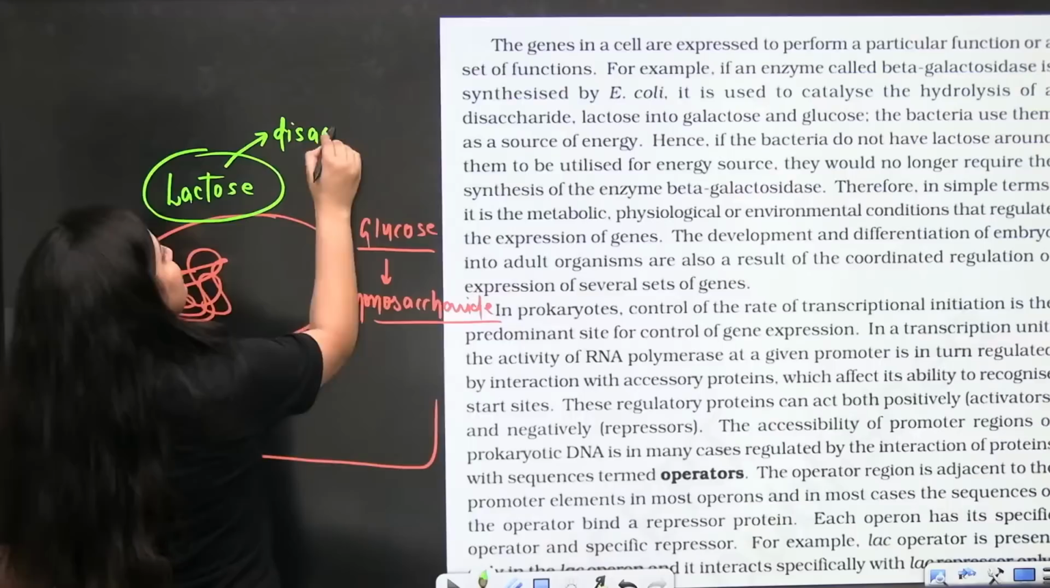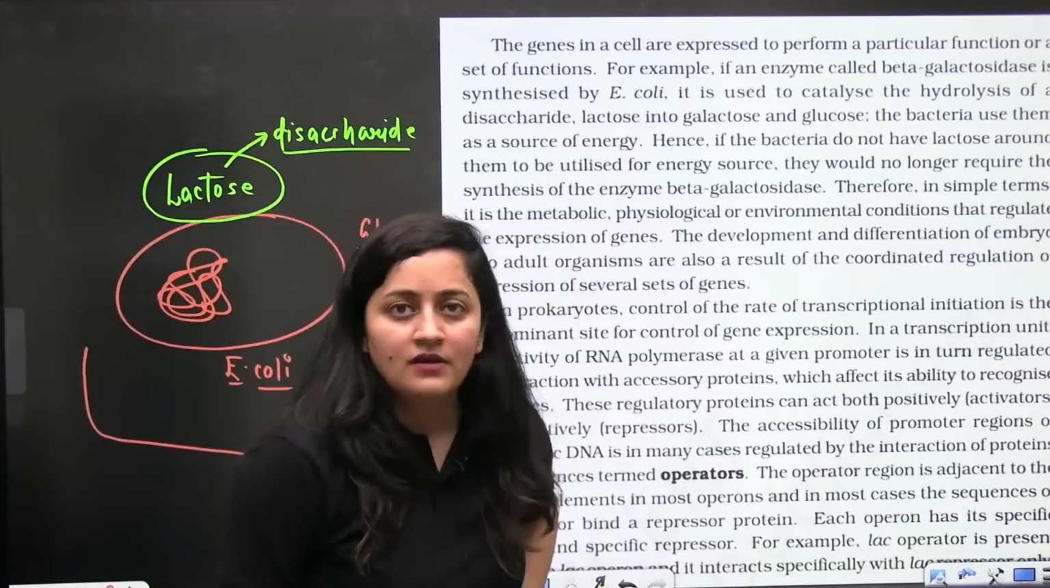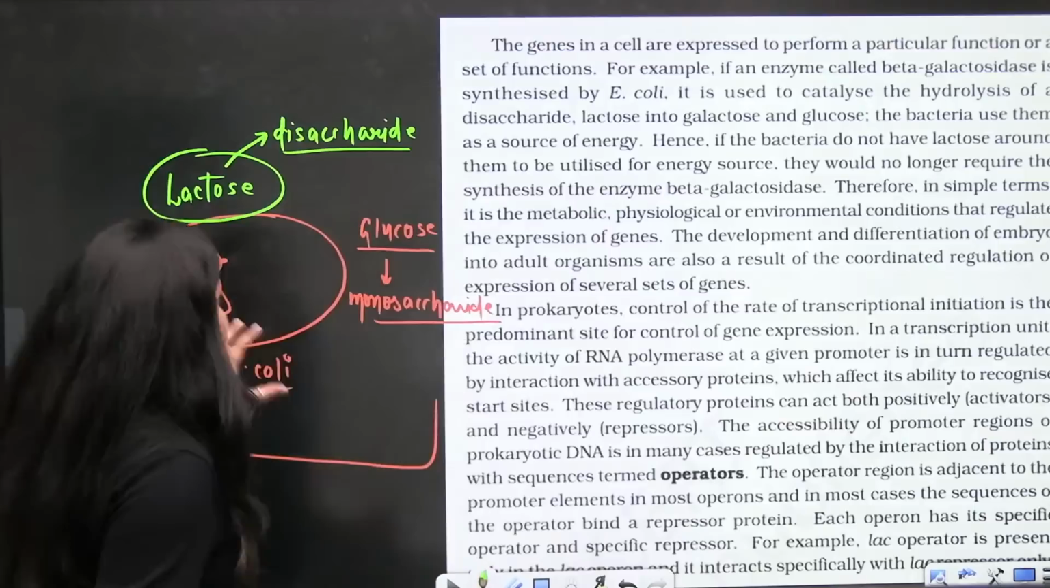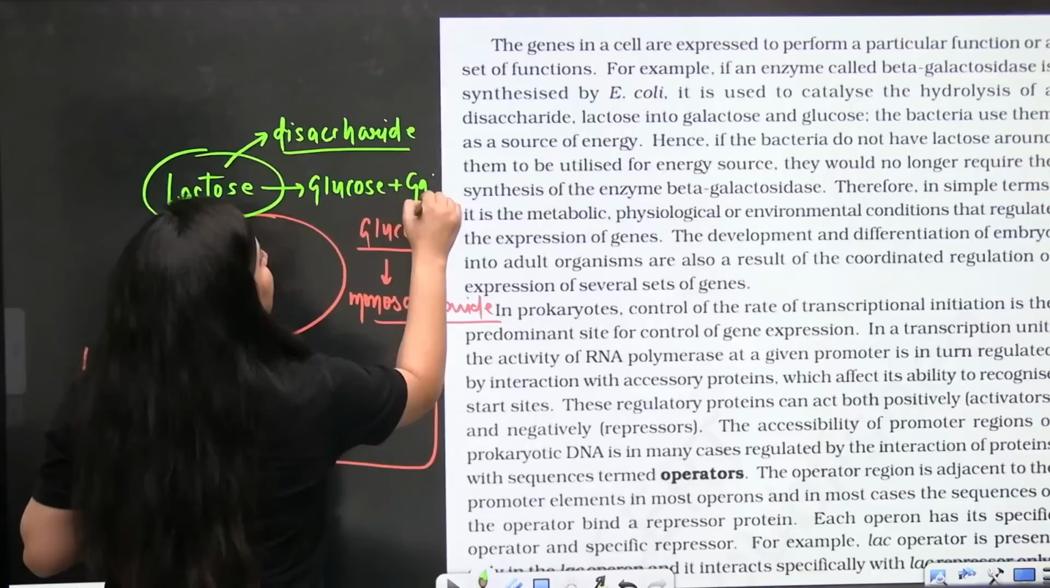Can you tell me the meaning of disaccharide? Yes, everyone. Di means two. Saccharide means sugar. So it is made up of two monosaccharides, right? And those two monosaccharides are glucose and galactose. Are you getting my point?